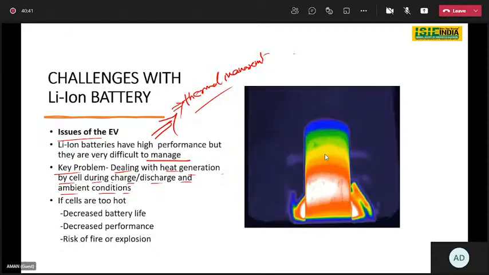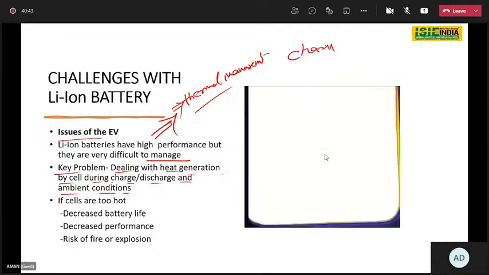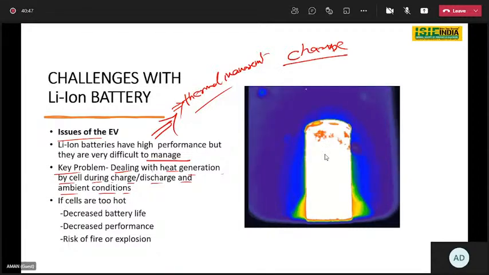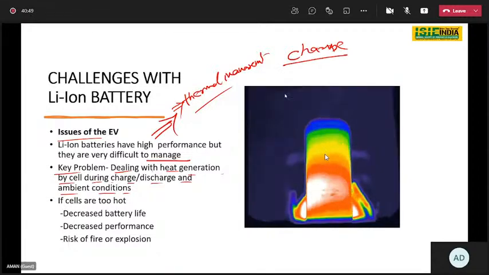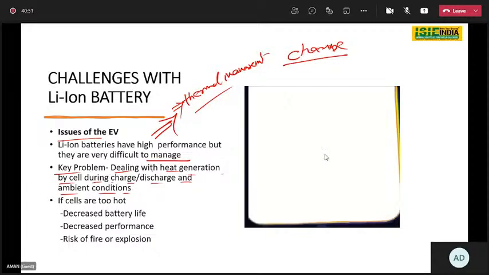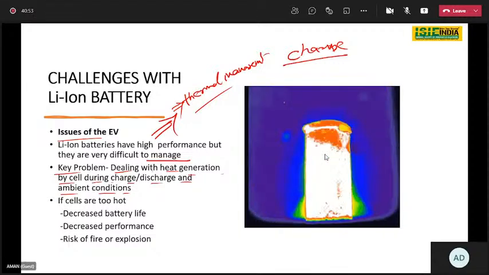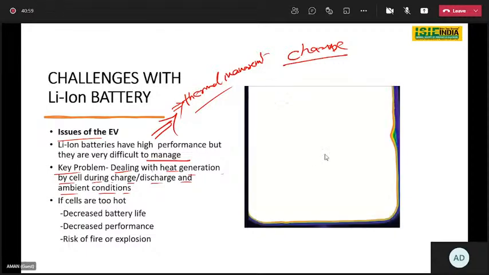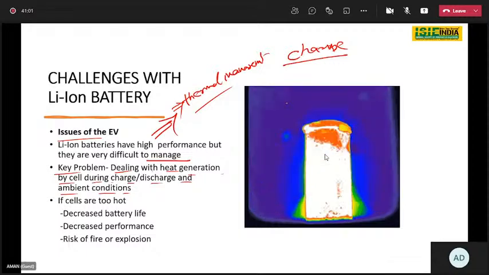What happens in terms of charging the battery? When we charge the battery, it gets electricity from other sources, and at the same time it keeps on storing the energy itself. Okay. So during this process, flow of ions will happen. Due to this process, heat generation will take place.